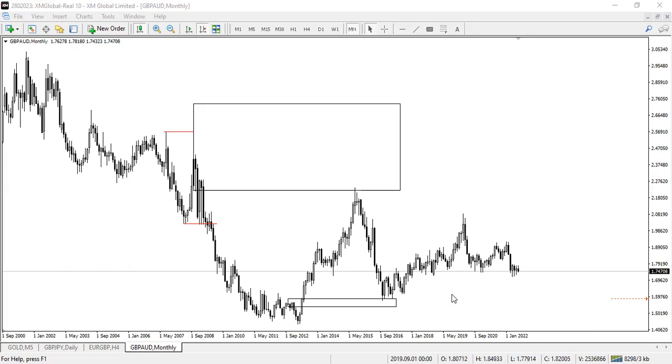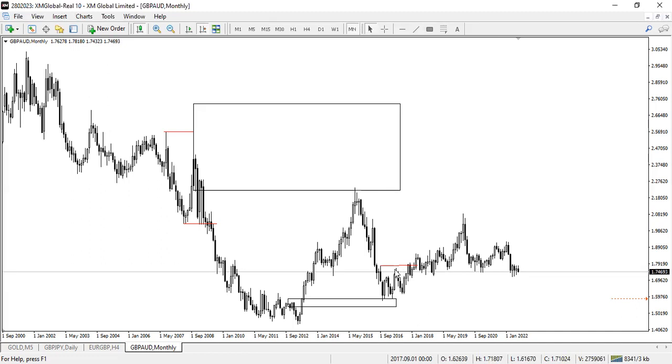All right. So now how do we confirm it? Again, we need to look where the change of character is. This is the low that mitigated the order block. So what do you do? That low comes from this high here. So anything above this high will be a clear change of character in a bullish direction.